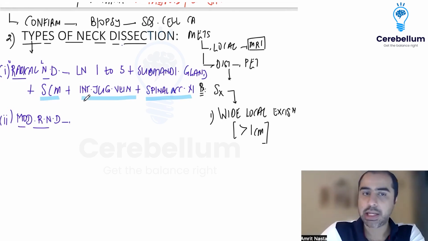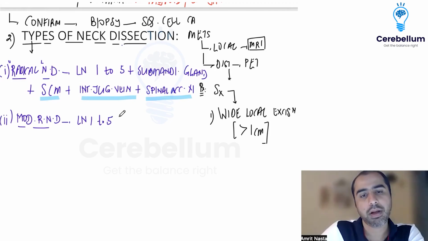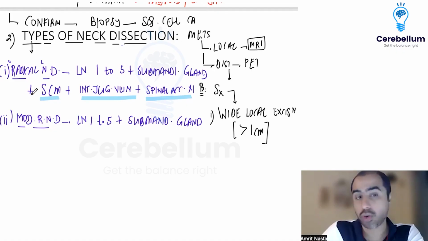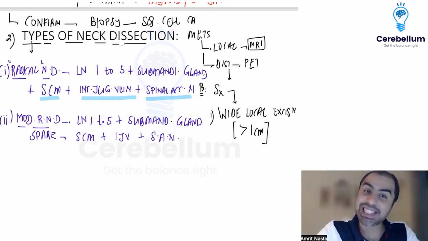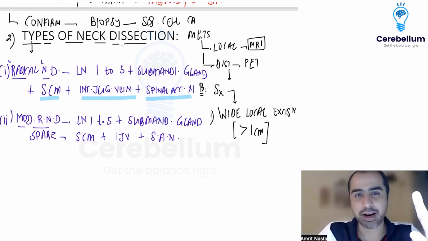इसमें क्या करेंगे? इसमें आप सेम चीज करेंगे. You will remove lymph nodes 1 to 5. You will remove submandibular gland, but you will spare the other 3 structures. So all these are going to be spared. So you are going to spare sternocleidomastoid muscle, internal jugular vein, spinal accessory nerve. They are going to be spared. So from radical to modified radical is this difference. ठीक है? This is the part 2 of the surgery. आज के जमाने में they do modified radical neck dissection.